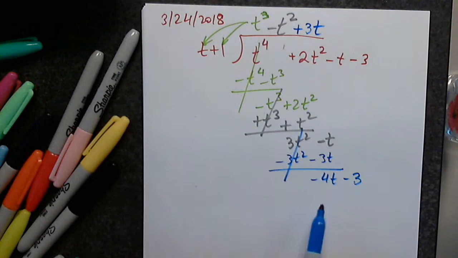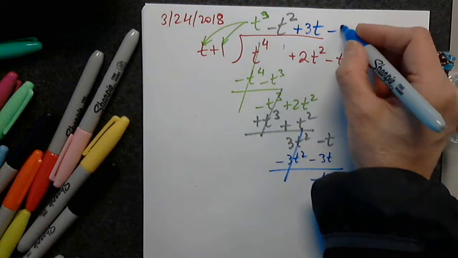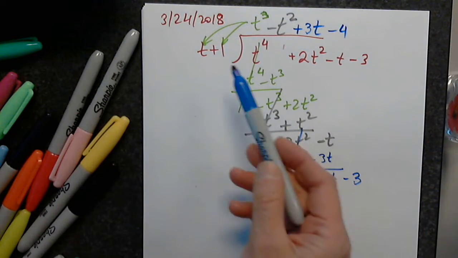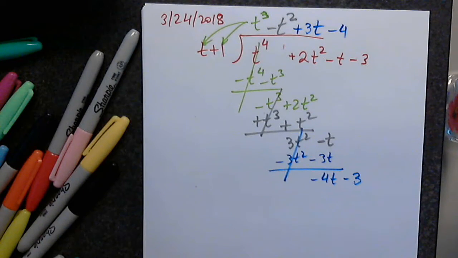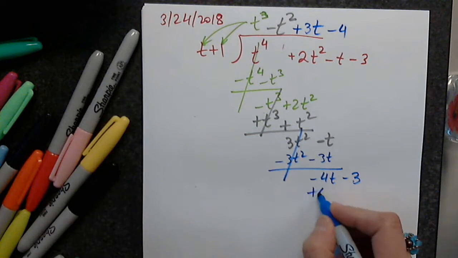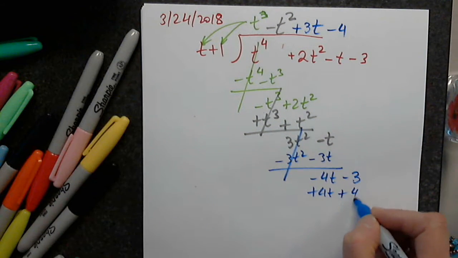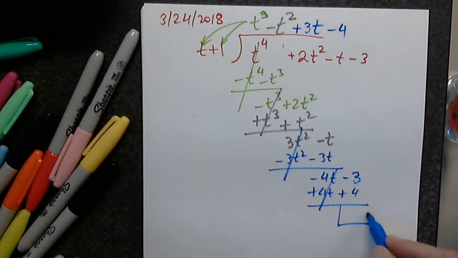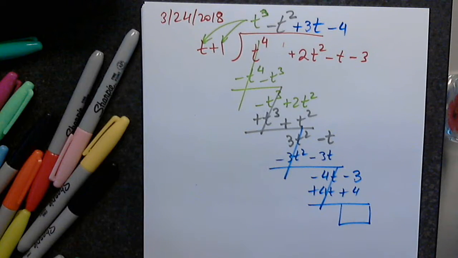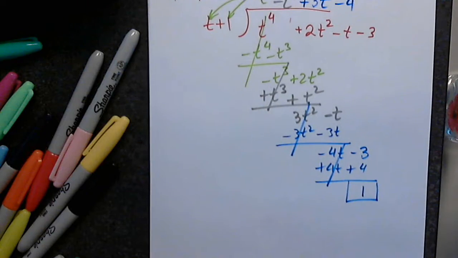So t times what is negative 4t? Negative 4. Very good. So now negative 4 times t. We change to positive. Very good. So it's negative 4t, but I change it to the opposite sign. And negative 4 times 1. So negative 4. Yes, what do I write? Positive 4. Very good. What do I box in? The 1 over t plus 1.